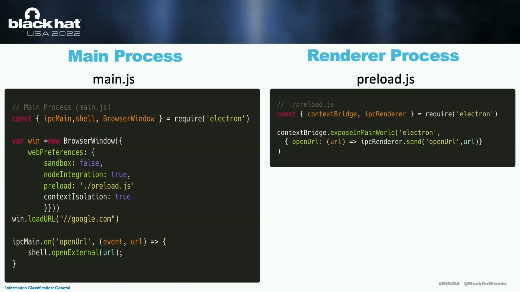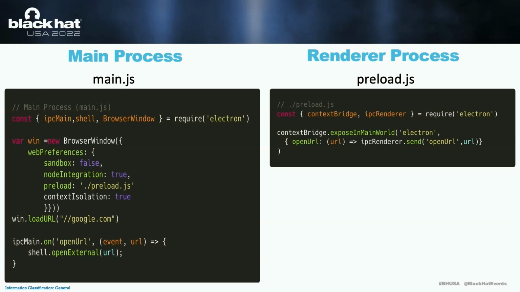On the other side, the renderer process is divided into two parts. The first one is preload.js. The preload script contains code that is loaded prior to the web page. Preload scripts run within the renderer context, but are granted more privileges by having access to the Electron or Node.js API.